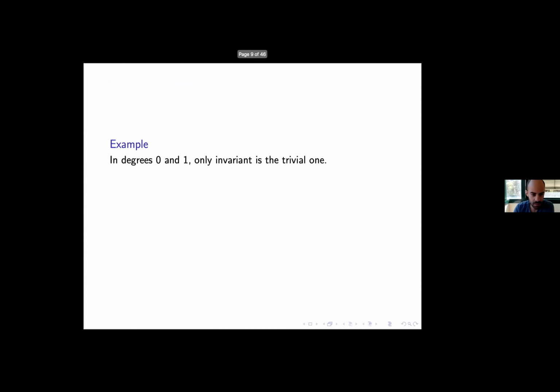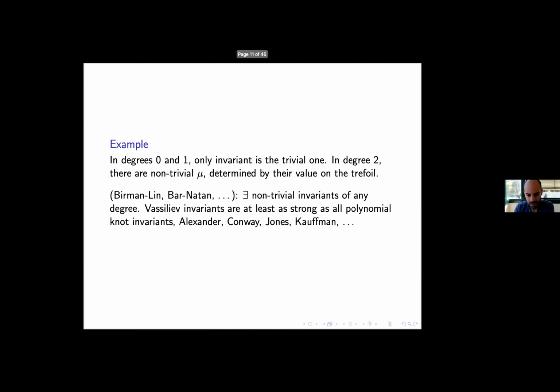So the first few degrees are trivial. But already in degree 2, it's easy to see that you get a non-trivial invariant, and it's actually determined by the value on the trefoil knot. But there are some important results that tell you that this class of invariants is actually very large. First, there are non-trivial invariants of any degree. And then they are at least as strong as all the quantum knot invariants. So there are many of them, okay?